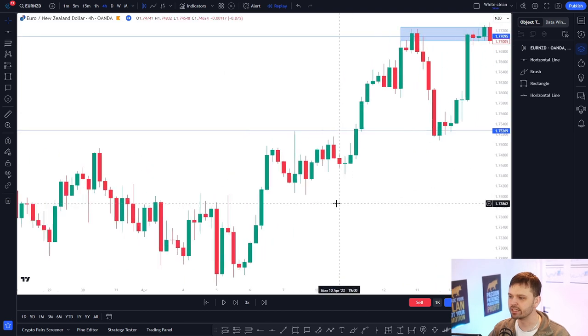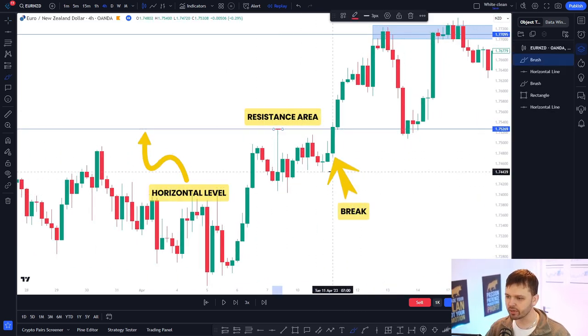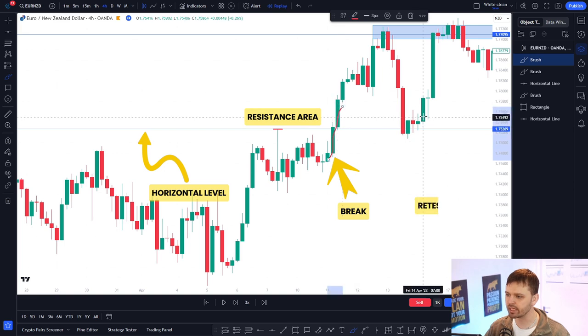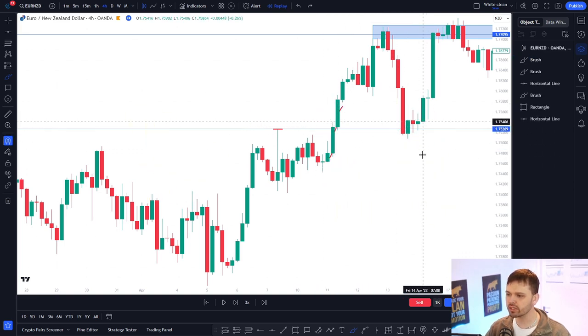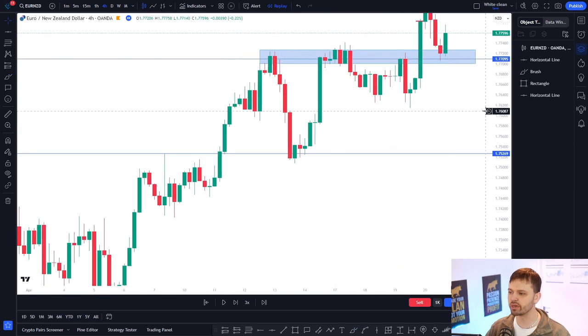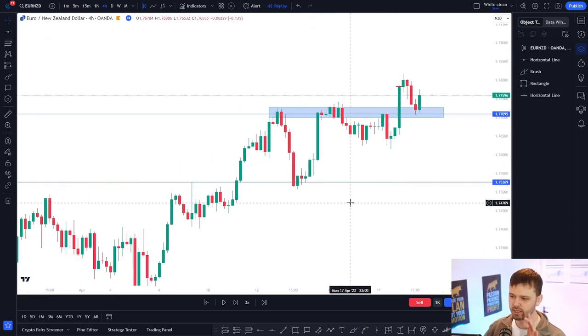that's the break. Okay, so that's the resistance area, and then this is the break, and that's the retest. So here's the break, and that's the retest. Now look at the difference between these two break and retest setups. Even though they are both valid, there is one important difference here.